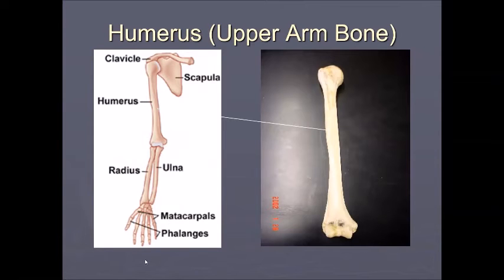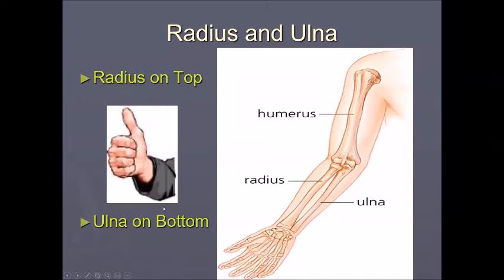Okay, you also have the metacarpals and the phalanges. Okay, so the phalanges are going to be the bones that are inside your fingers, and the metacarpals are going to be the bones that's inside your hand. Okay, but I have a better picture that's going to show you that, in another slide.